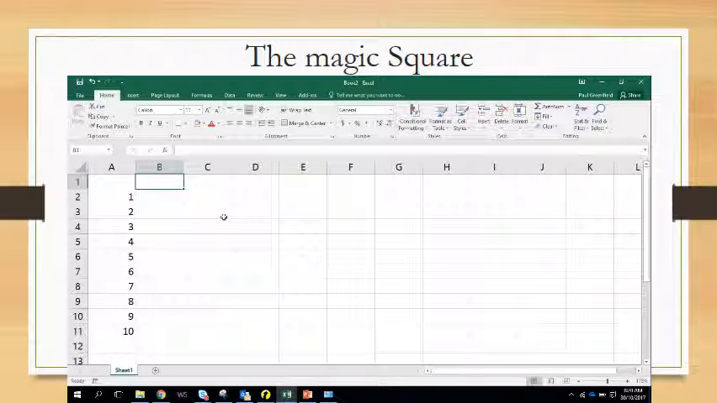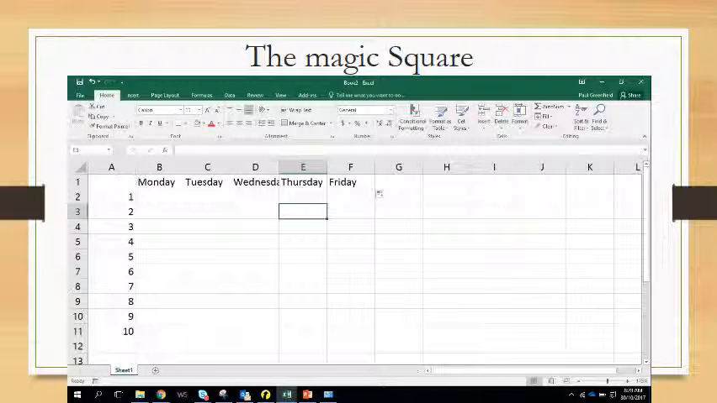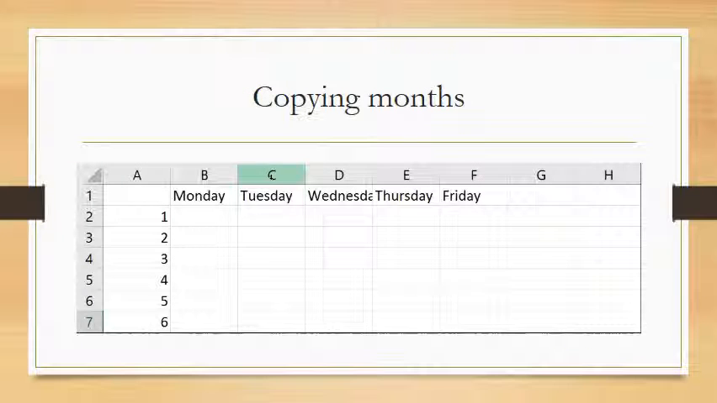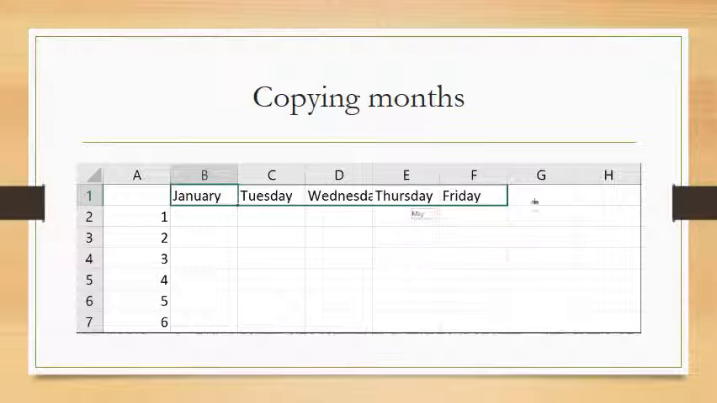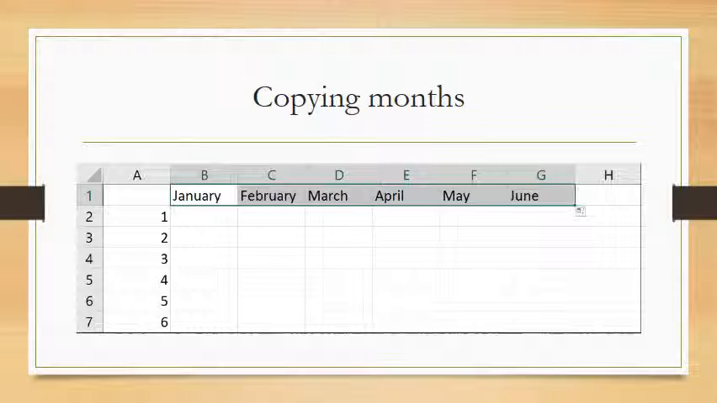Now it's smarter than this. You can also copy days and months. So look, if I type in Monday here, I can copy it across to Tuesday, Wednesday, Thursday, Friday, and it automatically does that for me. Okay, so now we're playing with the magic square again. This time we're going to type in here January. And then I click on my square, grab my magic square, drag it across, and I'm going to do 6 months worth of copying.